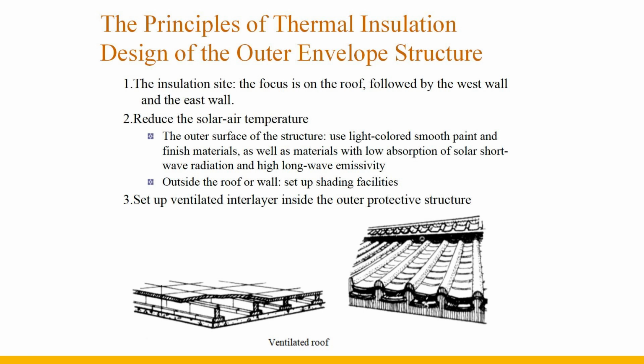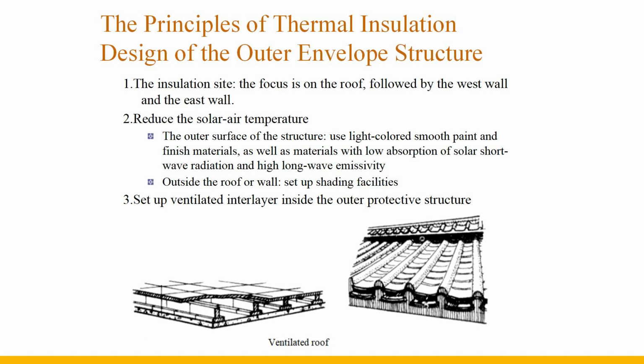The principles of thermal insulation design of the outer envelope structure are: the first, determine the insulation site. The focus is on the roof, followed by the west wall and the east wall. This is considering the solar radiation intensity and sunshine hours received by the outer surface of the outer envelope structure, which is the largest on the horizontal plane, and second in the east-west direction.